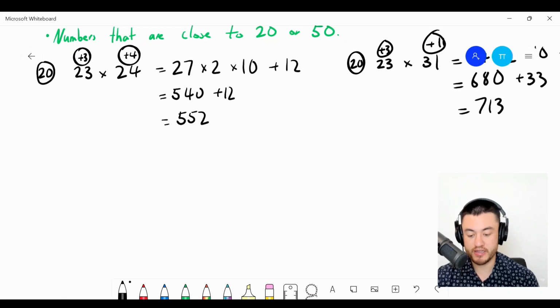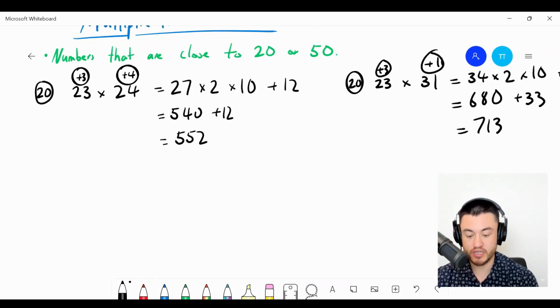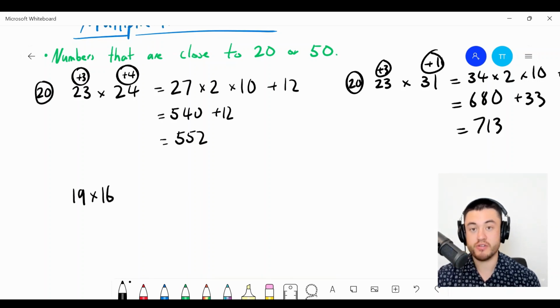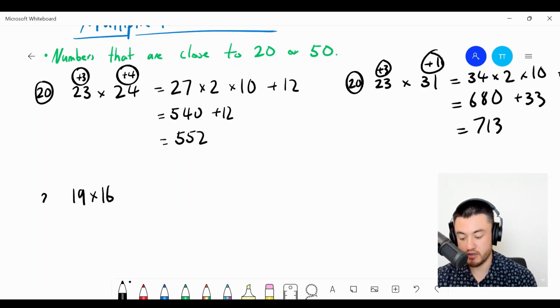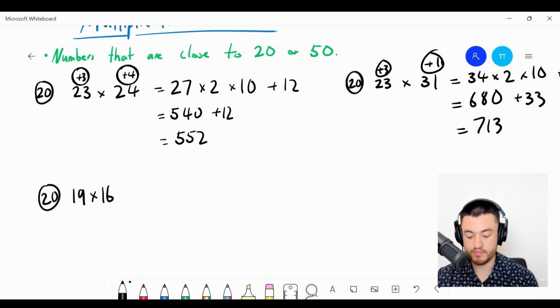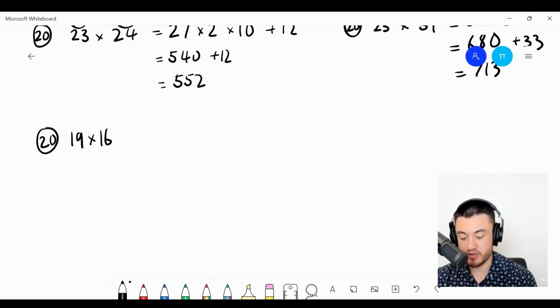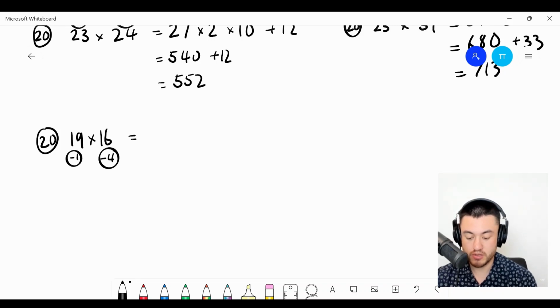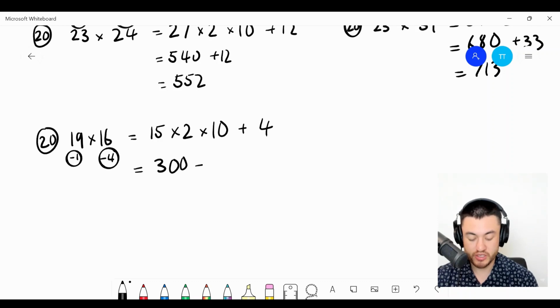This still applies if our number is below our reference number. So for example, if we were doing 19 times 16, now you could even use 10 as your reference, but just for the sake of today, we'll use 20. Now, because each of these numbers is below 20, I'm going to write my circled numbers below the numbers. So minus 1, minus 4. All right, so now we subtract diagonally. So we get 15. Again, we're going to double, then times 10, add the two numbers multiplied, which gives us 4. So double 15 is 30, times 10, 300, plus 4 is 304.